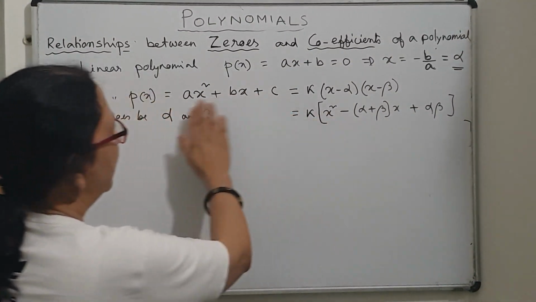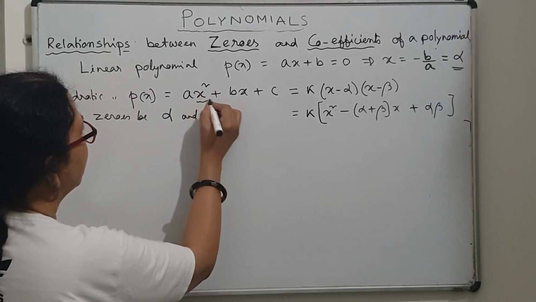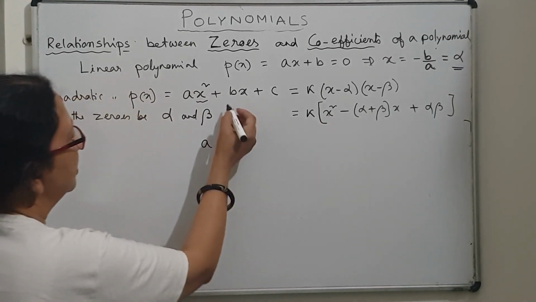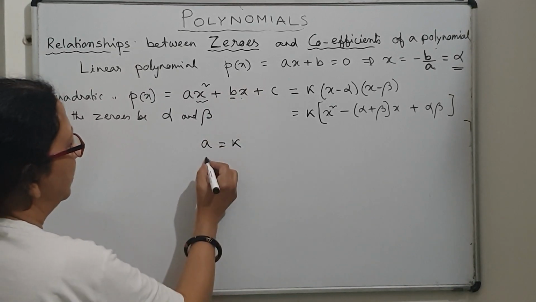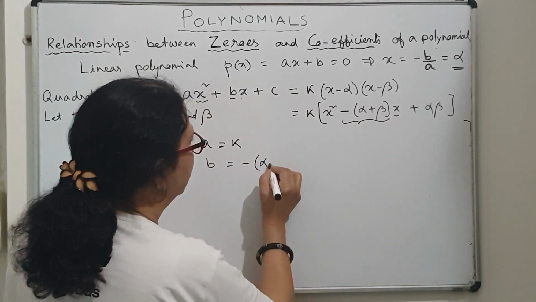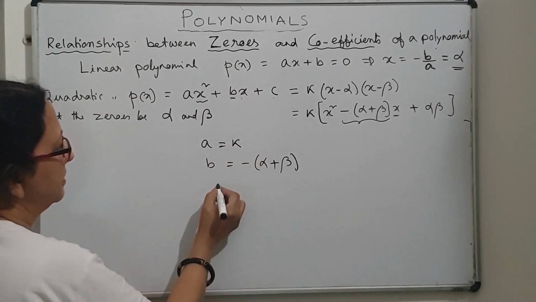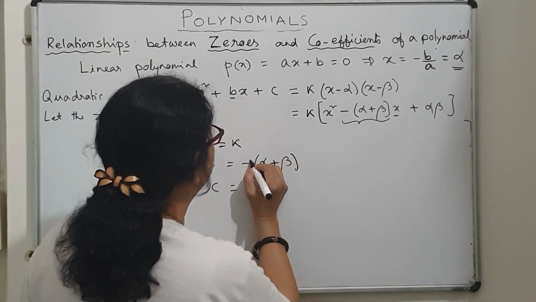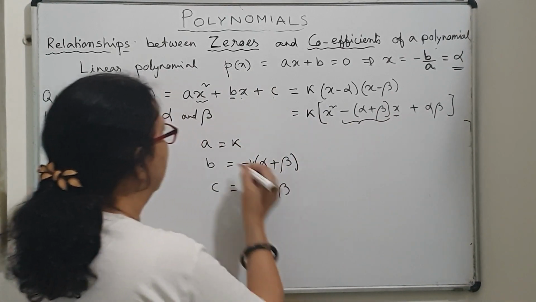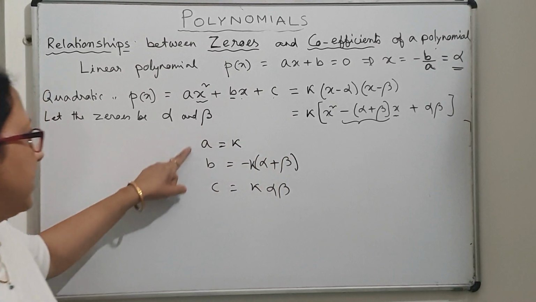Now this is equal to this. Now I will be comparing the coefficients of the similar terms. So here the coefficient of x square is a, and here the coefficient of x square is k. Next, the coefficient of x is b here, so b will be equal to the coefficient of x here, which is minus of alpha plus beta. Then third, compare the constant term: c is here, and here k into alpha beta is the constant. So by comparing the coefficients of the similar terms, I am getting these three things.